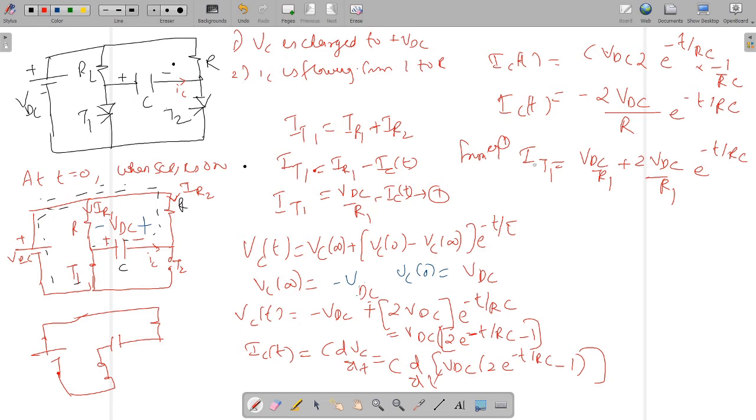Now this expression is very important from the GATE point of view. This is the current which is flowing through your thyristor T1. When you apply a gate pulse to T1, it means you are turning off your T2. So now we want to calculate the circuit turn-off time. Now how to calculate the circuit turn-off time?